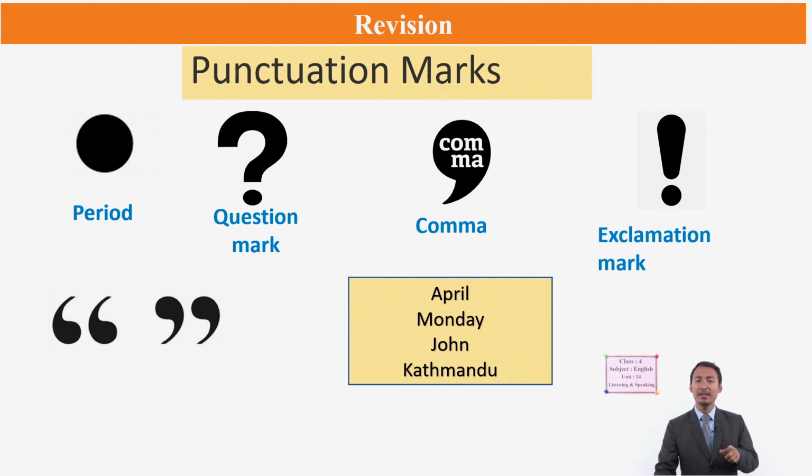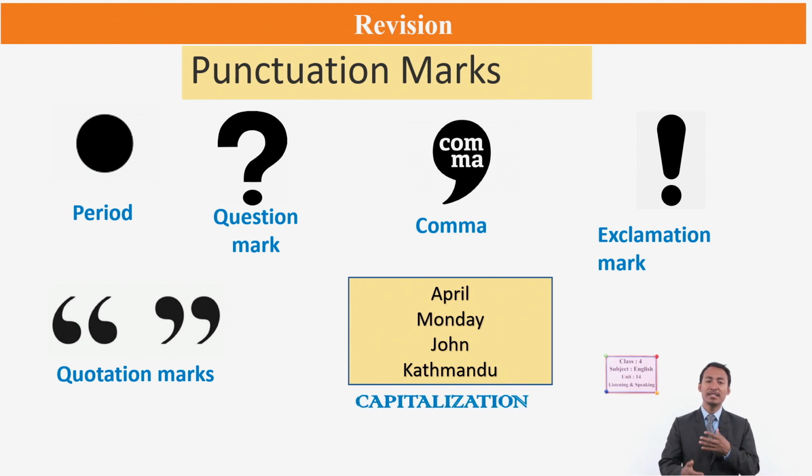Okay, students, so we have here a list of words which have capital letters at the beginning. Look here: April, Monday, June, Kathmandu. These words have capital A, capital M, and capital J and K. This is capitalization in English. When you are writing a month's name, day's name, personal name, or place name, then you capitalize the first letter. Okay, students, this is just a memorization for you from the previous lesson.